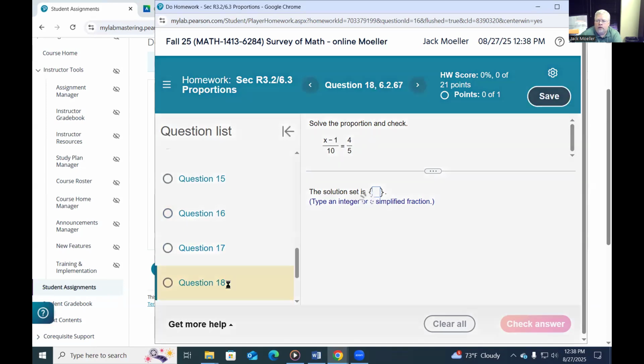All right, so 17 and 18 both have what we call a binomial, two terms up there in a part of the fraction. So what do we do with that? Now your homework 17, 18 is going to look a little bit different than mine, but it's just different numbers, but it's the same basic setup. So how do we work through this? All right, so we have x minus 1 over 10 equals 4/5. We'll bring the document camera back.